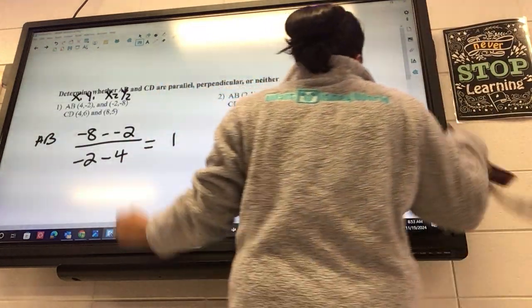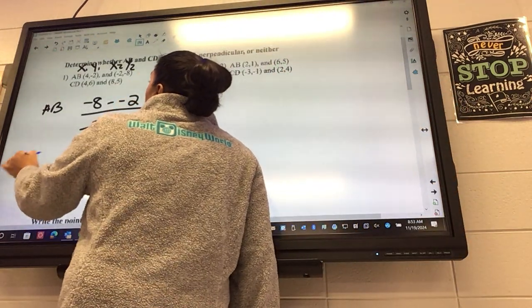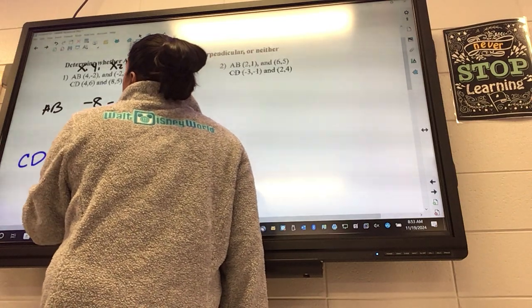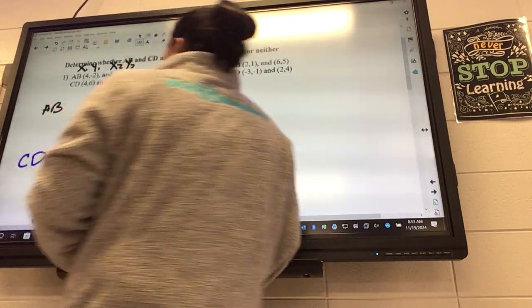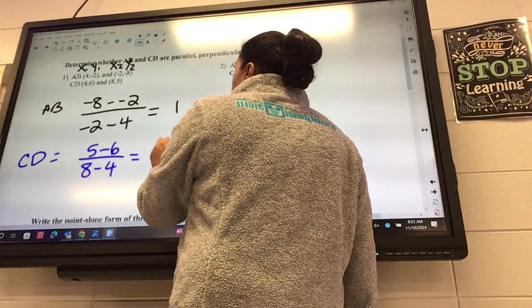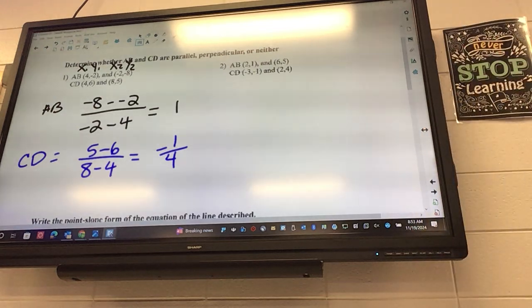Okay, and then we're going to do the exact same thing with the CD. So it's going to be 5 minus 6 over 8 minus 4. Negative 1 over 4. Okay, so are those parallel, meaning they're exactly the same? Perpendicular means they look pretty much the same, but they're flipped in a sign change, or neither, they're totally different.